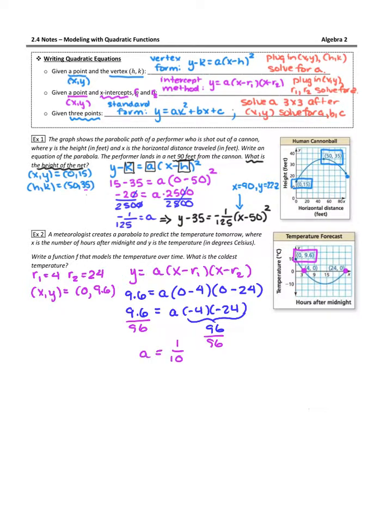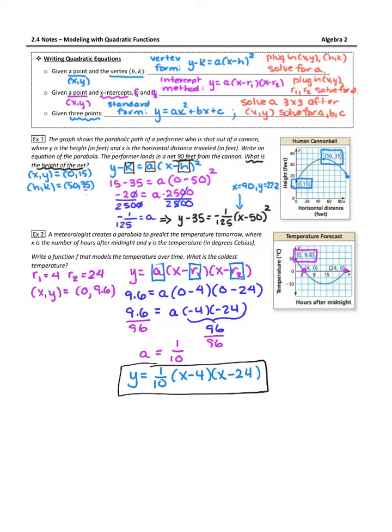And I don't care whether you give me a fraction or a decimal. Either one's fine. So then we can put it all together. That's all we had to do, was solve for a. So once again, you want to make sure that you're only filling in the non-xy values, because you still want x and y in your final equation. So we have y equals 1/10 x minus 4 times x minus 24. That would be the final equation.